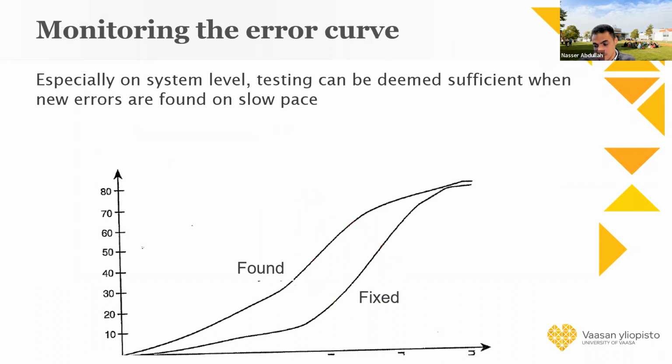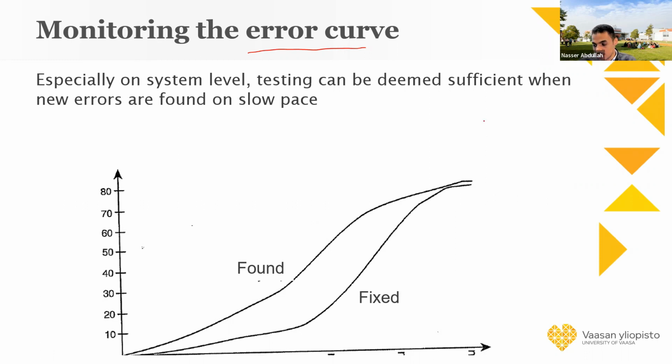So this is the last method: monitoring the error curve. This is to evaluate the test cases, not the test cases themselves. Evaluate what, guys? Evaluate the amount of testing. The last method is monitoring the curve.